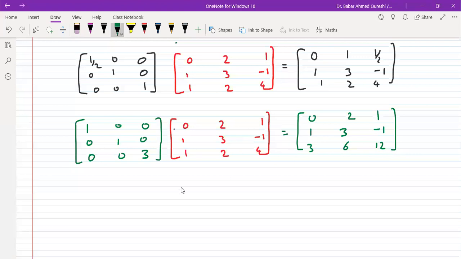So these matrices, I can call them elementary matrices of type 2. They multiply one row by a specific number. So something like that: you're multiplying row 3 with 3. And over here, you're multiplying row 1 with a half.